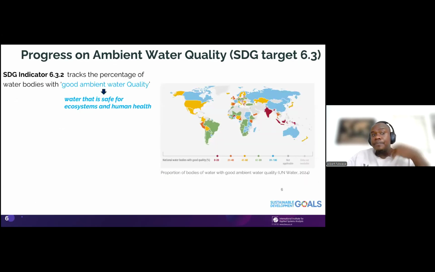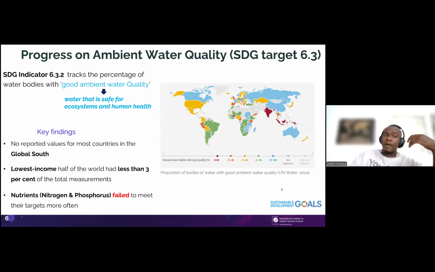Now, the recent report from UNEP tracks this good ambient water quality, and by good ambient water quality they mean water that is safe for ecosystem and human health functioning. The report highlights key messages such as no reported values for most countries in the global south, and that for the lowest-income half of countries, there were less than 3% of the total observations, so the measurements. Most interestingly, nutrients, so nitrogen and phosphorus, failed to meet these targets more often than any other water quality parameter measured within this SDG tracking.